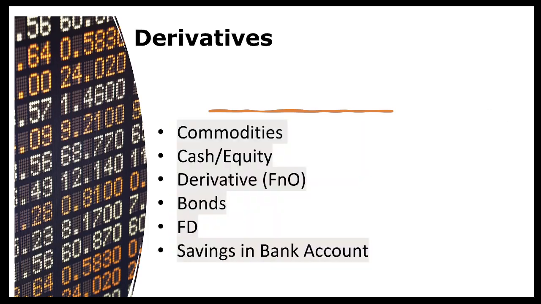The main part here, yeah. So this is commodities, cash and equity. Now what is cash and equity? Just to give you a glimpse, I'll discuss all these in depth. So what is cash and equity?